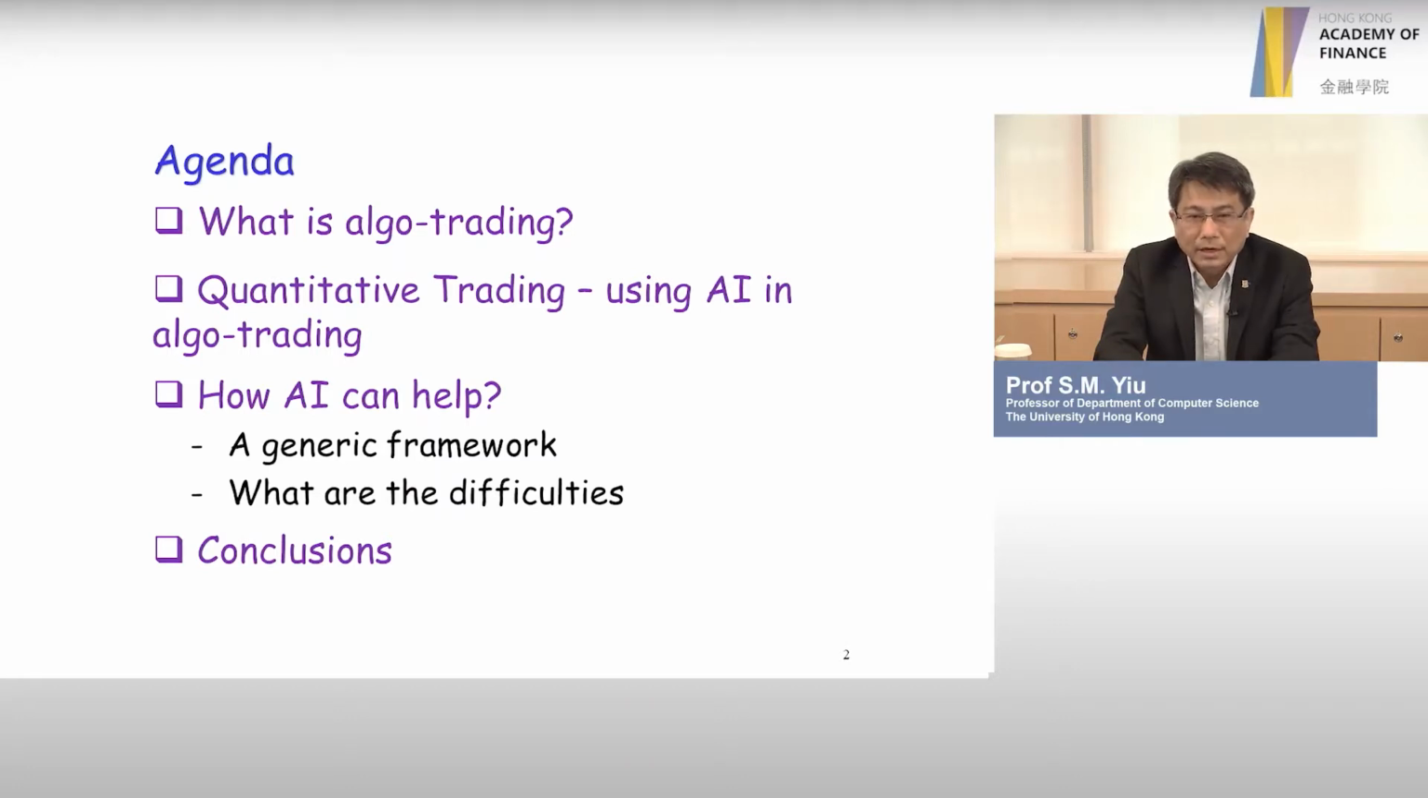I will give you a very, very brief description of algo trading, and then I will quickly go into one particular area of algo trading called quantitative trading, and I will let you see how AI can help in this quantitative trading. I will try to give you a generic framework and let you understand what the difficulties are if we want to apply AI in this area. Now, my talk actually has two aims. The first aim is to let you understand what kind of skill set we would need in order to apply AI in quantitative trading. On the other hand, I also want you to take a look at it if you haven't. In fact, this is actually a booming area. Then I will conclude my talk.